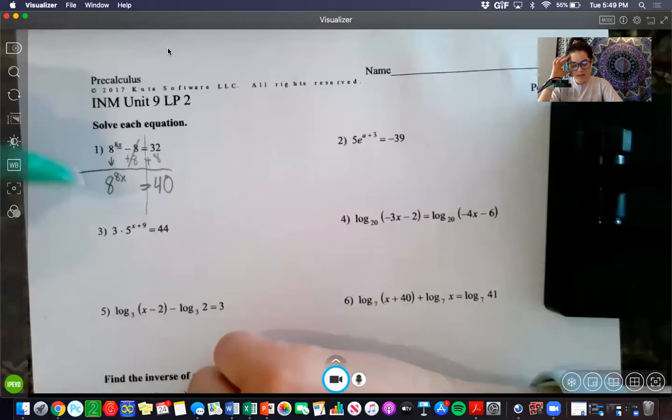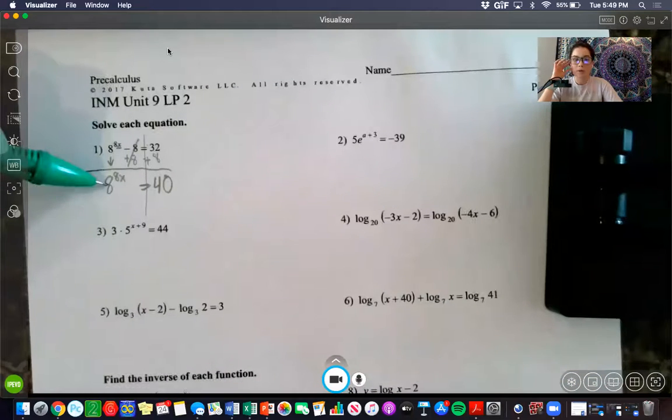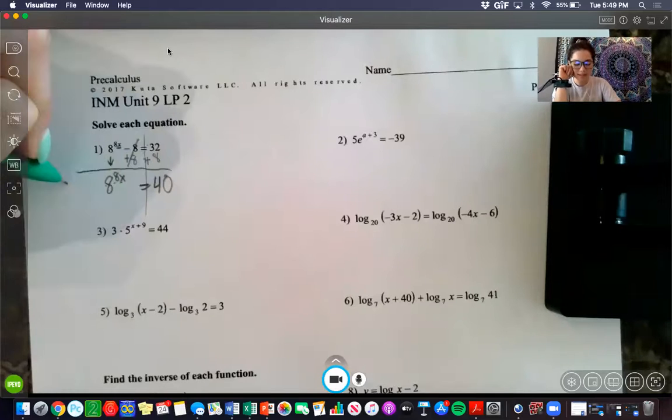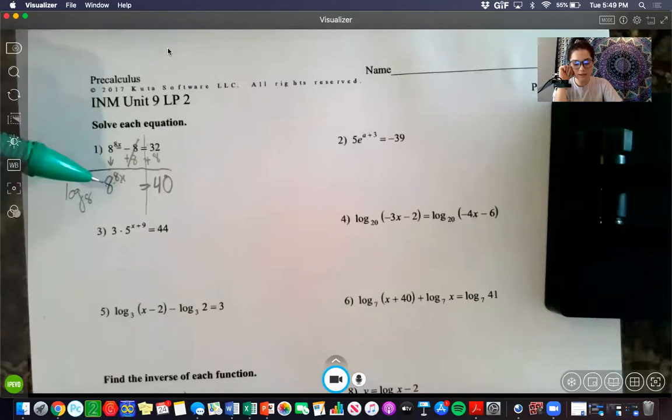This is an exponent, right? I've got a base 8, and I'm taking it to the 8x power. I need to get x out of that power seat. So to do that, I'm going to take the log base 8 of this side. Because if I do that, this 8 right here and this 8, my two bases, the log base and the exponent base, are going to cancel out.